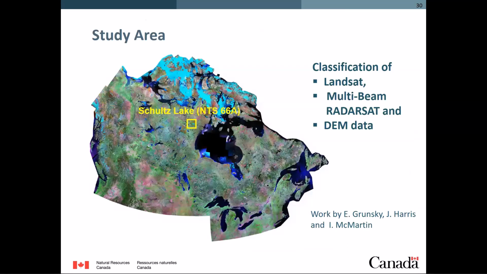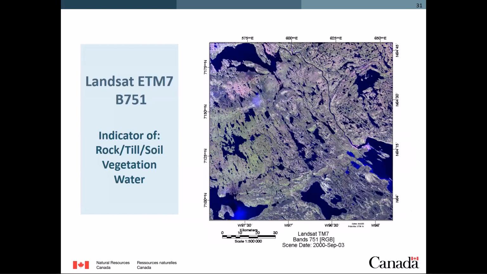All right, so let's move to another environment now. This is in Schultz Lake, where we're looking at classification of Landsat, but particularly radar data. And this is work I did with Eric Grunstein and Isabel Martin when I was at this survey many years ago. So what we're seeing now is a color composite, again a ternary diagram, in which we put two SWIR channels from Landsat 7 through red and green, and the blue channel through blue.